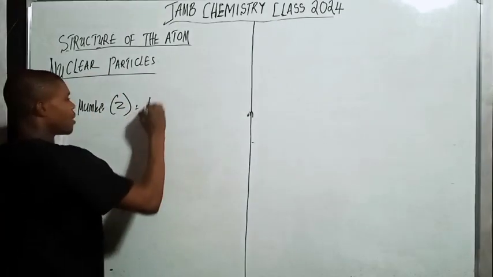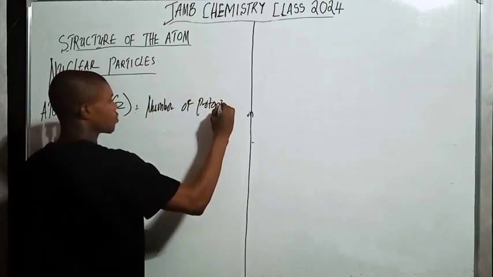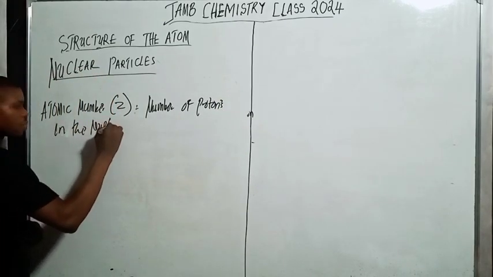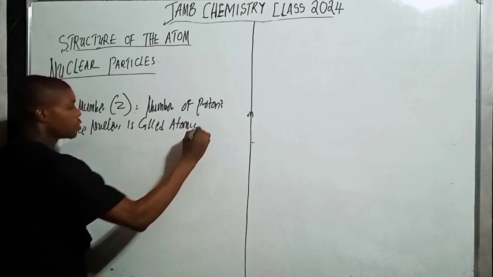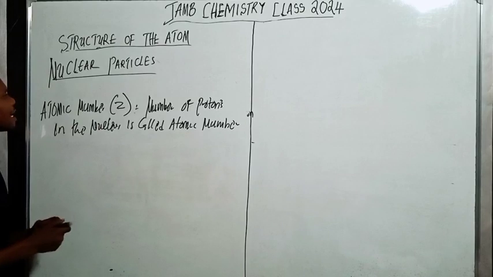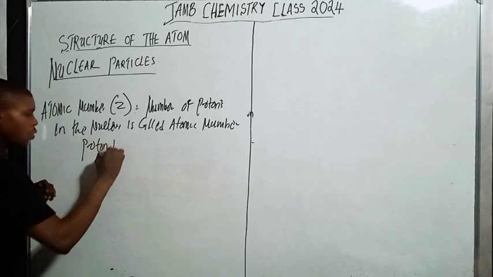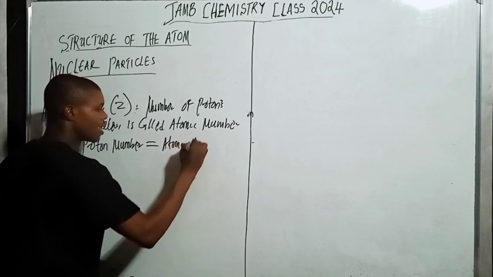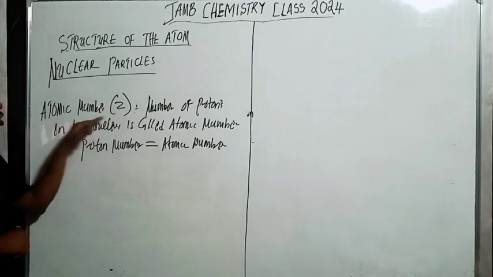So you can say the number of protons in the nucleus is called the atomic number. The proton number is also the same as the atomic number. Very, very important, please take it down. It is denoted with Z.